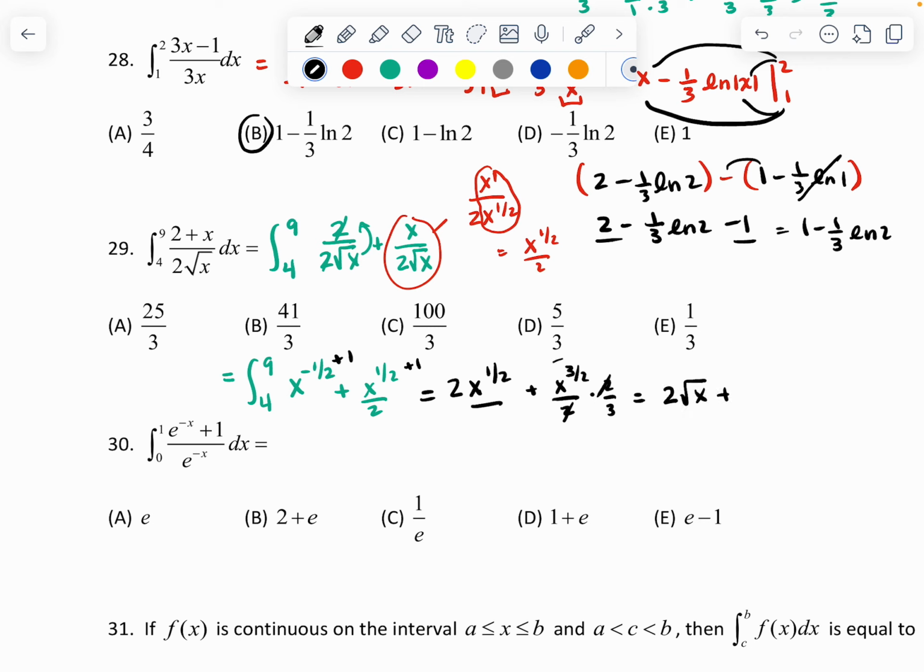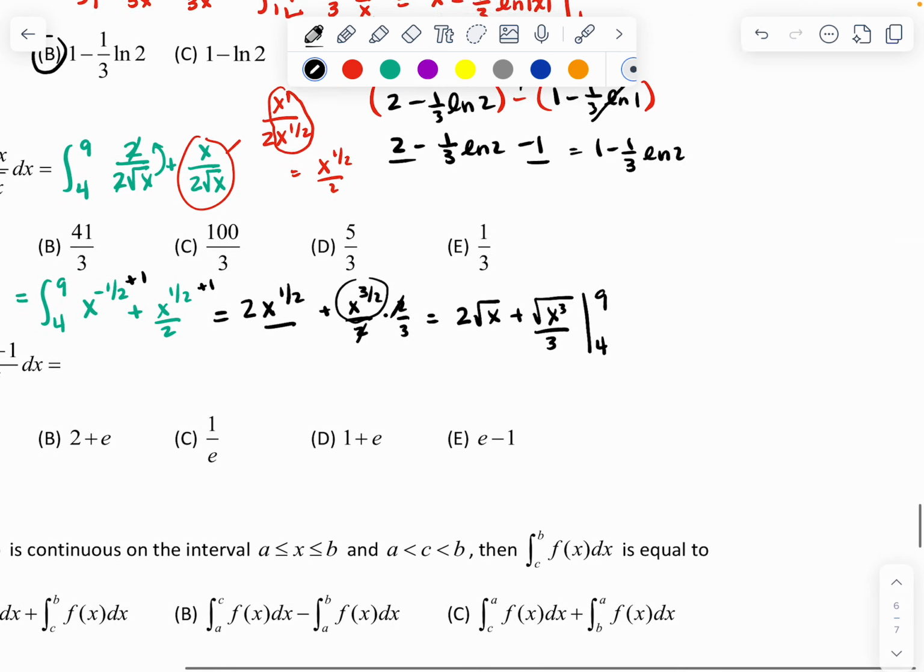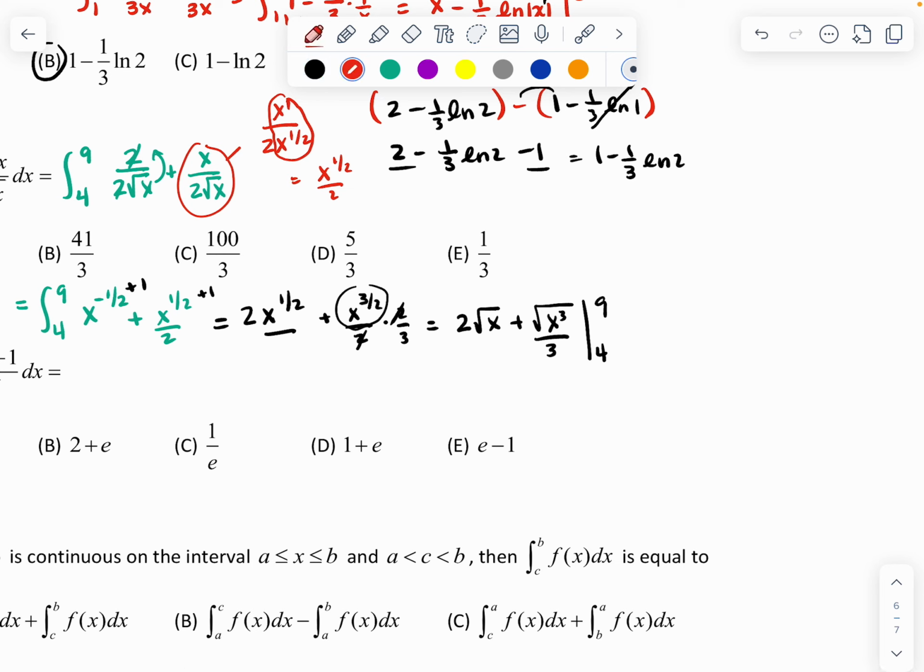Plus x to the 3/2. This means the square root of x cubed, and it's still over 3, and I'm evaluating it from 4 to 9. Lovely. Okay, let's draw our little template. Top minus bottom.